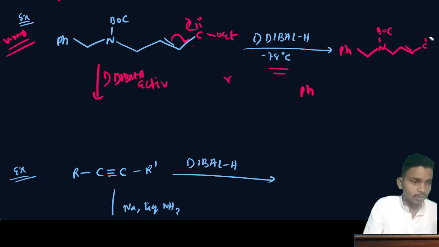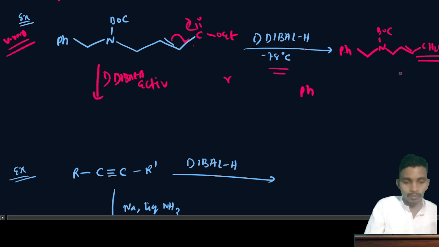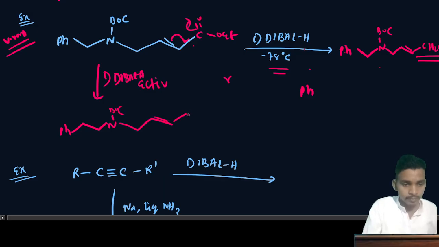It will convert into the alcohol groups. It will not stop at the aldehyde. It will directly convert into the alcohol. If it is minus 70 degrees centigrade or room temperature, we get the same product. Here also the same product, if an activated ester is given.